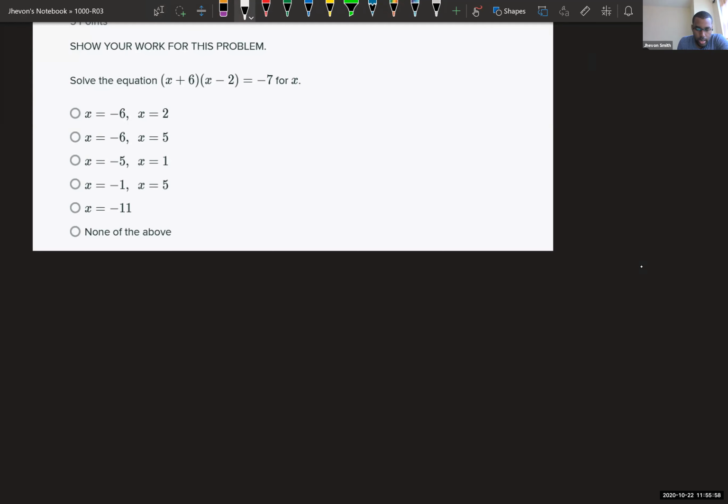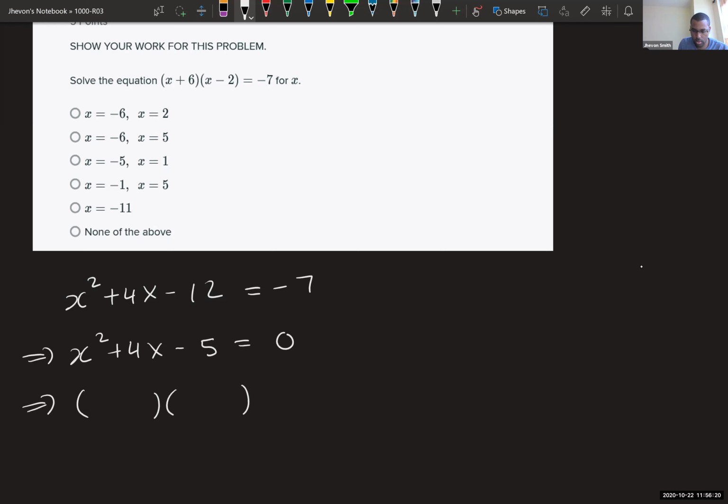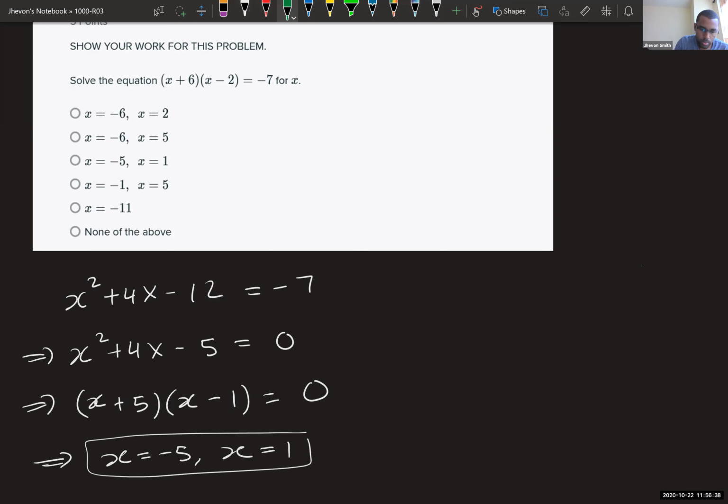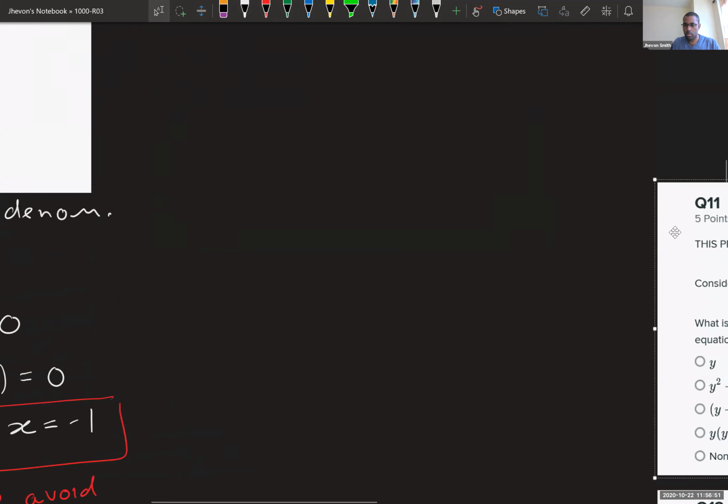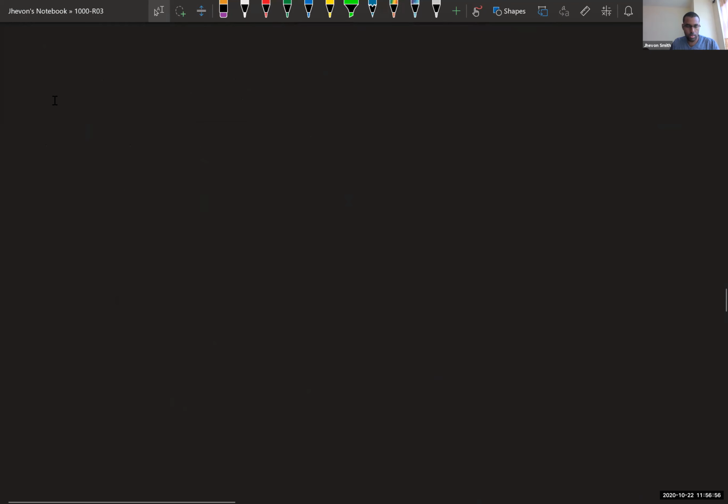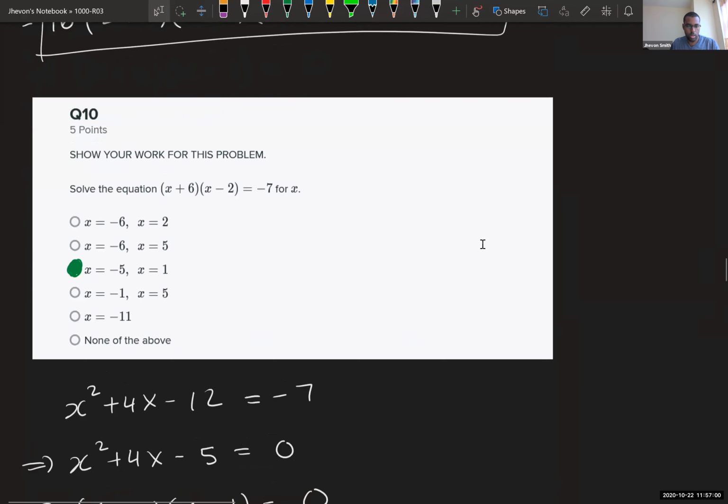So I would expand the left side. That would give us x squared plus 4x minus 12. This means I would move the 7 over. That would look like minus 5. And now try to factor this. 5 and 1 seems to work. If I make it a plus 5 and a minus 1, that fits. So here my x is minus 5 or my x is 1. Third option. So that's that one.